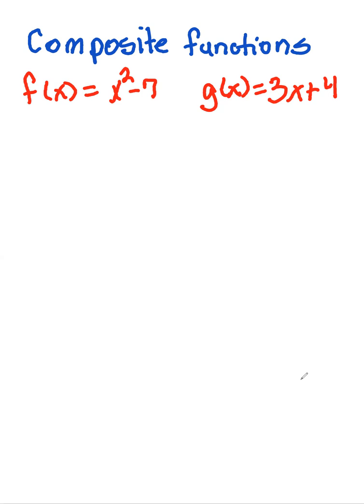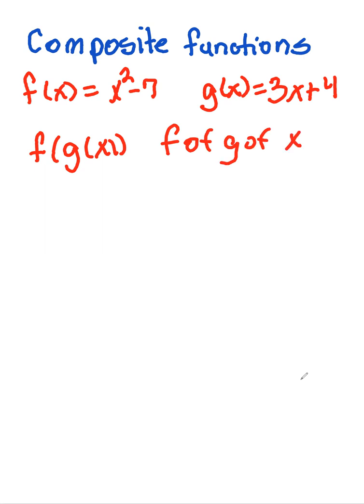So it's possible for me to write f of g of x, or I could write that as f, kind of like it looks like fog, F-O-G of x. Those both mean the same thing whenever you're doing that.